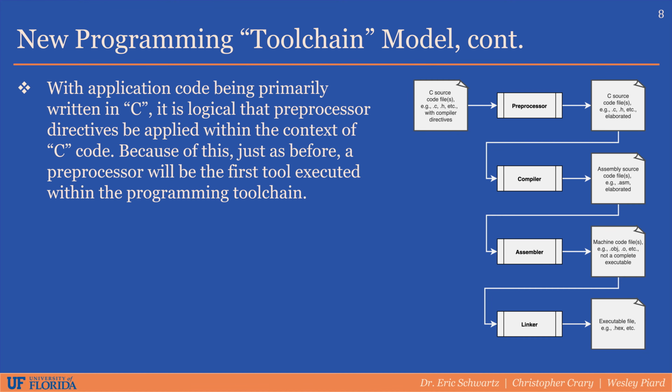And now the preprocessor, still as before, will be the first tool in our updated toolchain, and then the output of that preprocessor will be still C source code, where that C source code now has no mention of preprocessor directives. It's, in other words, elaborated. And then that code then gets passed to the compiler, which then generates, as we said before, relevant assembly code, and then the rest of the toolchain takes over beyond that. So hopefully that makes sense with preprocessing.